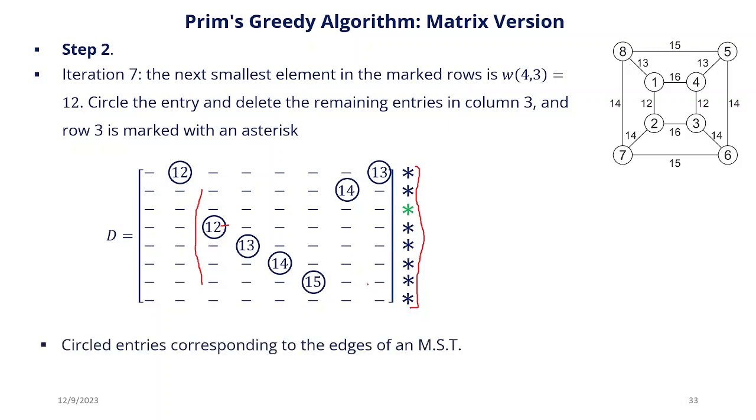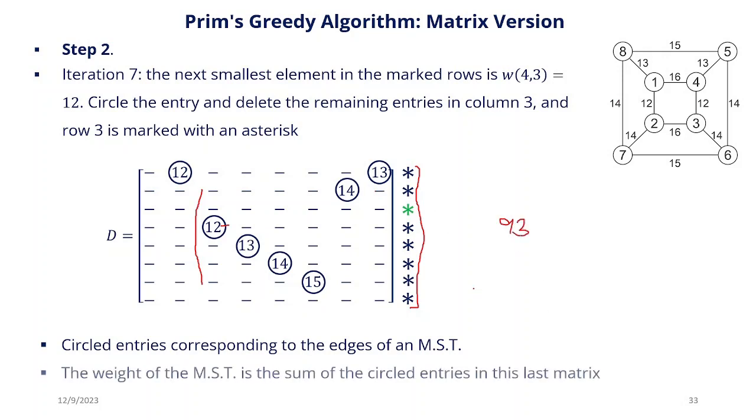So the circled entries correspond to the edges of the minimum weight spanning tree, which are 14, 13, 15, 14, and so on, and when you sum everything together, you actually get the same 93 which we calculated before. So the weight of the minimum spanning tree is the sum of all the circled entries in the final matrix that we have here.